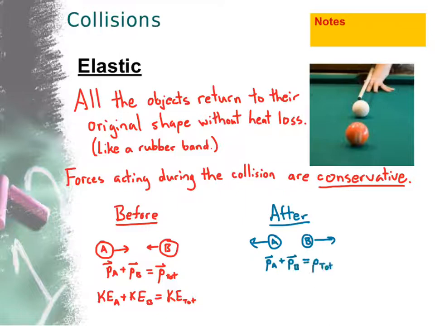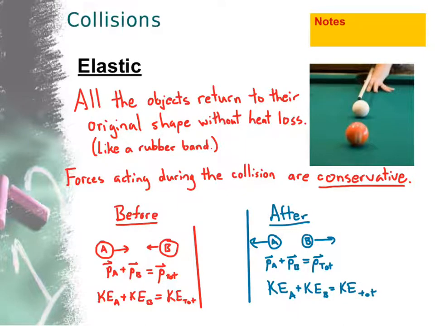Afterward, we can do the same thing. After the collision, these objects are going to go in opposite directions. We can write down their total momentum and their total kinetic energy. And we know that in an isolated system momentum is conserved, so our P total before equals P total after.